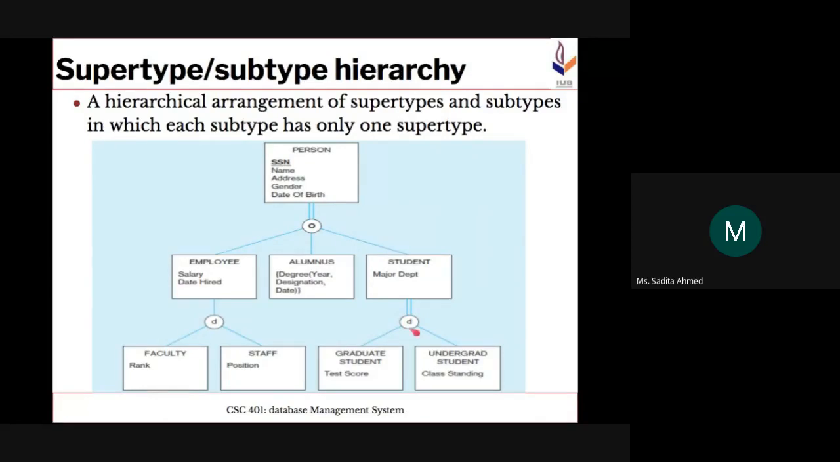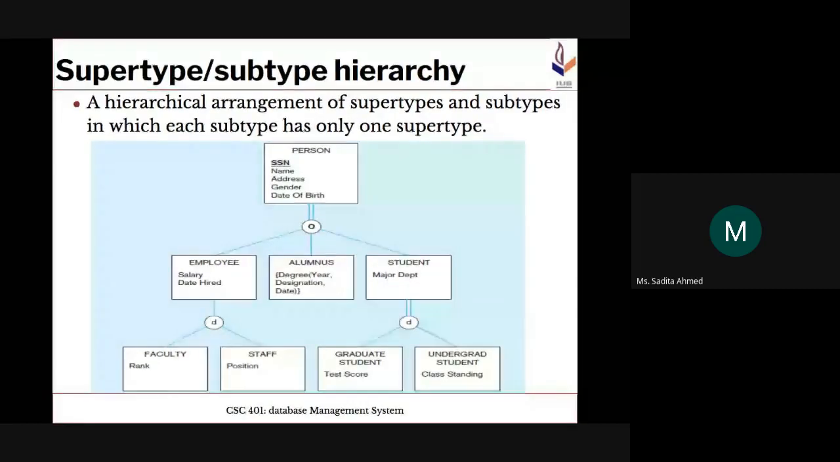Right, and also by the disjointness constraint, it's following the disjoint rule. Disjointness constraint under it, it's following the disjoint rule. Completeness constraint under it, it's following the total specialization rule. So overall, this supertype subtype relationship is following the total specialization rule and the disjoint rule. If you are asked what constraints are being applied here, it's following the total specialization rule and the disjoint rule. Okay. All right.